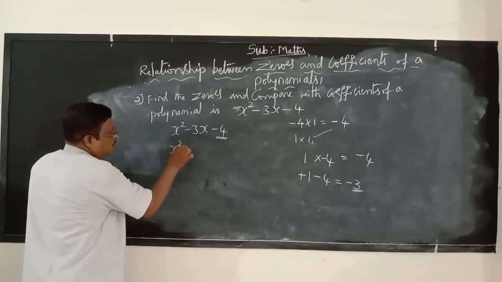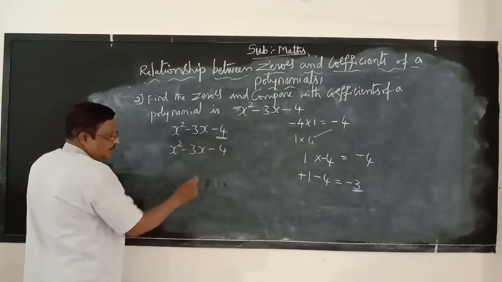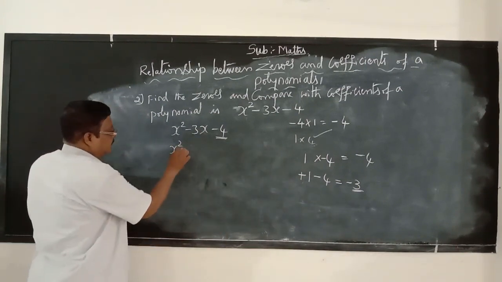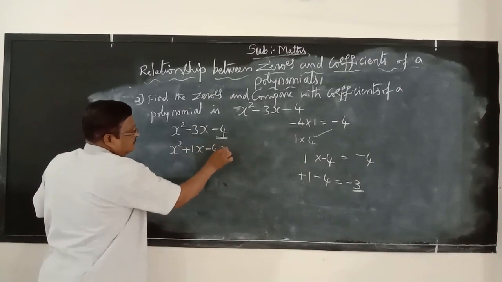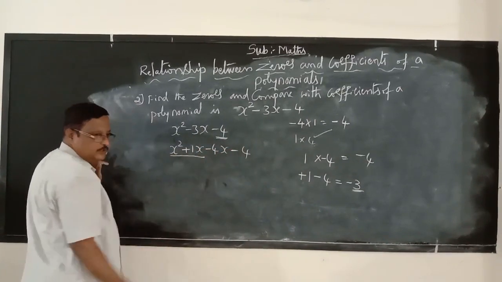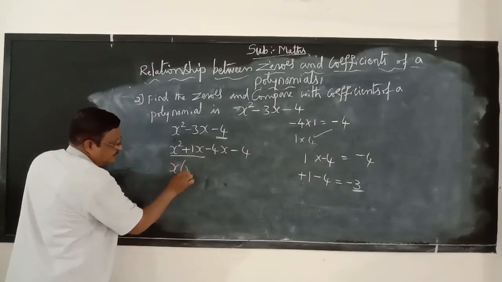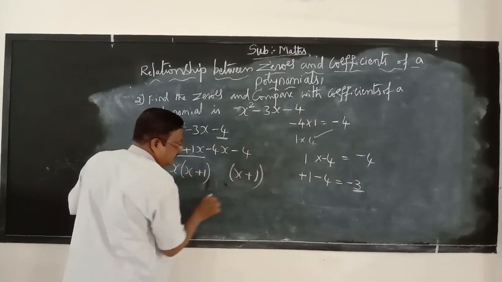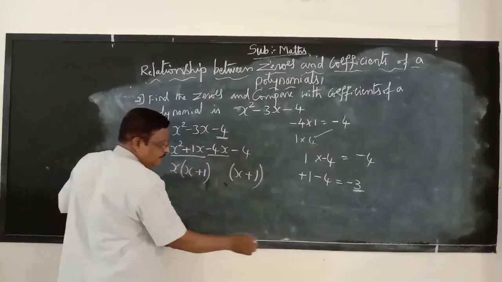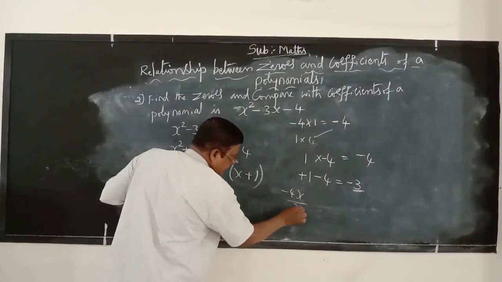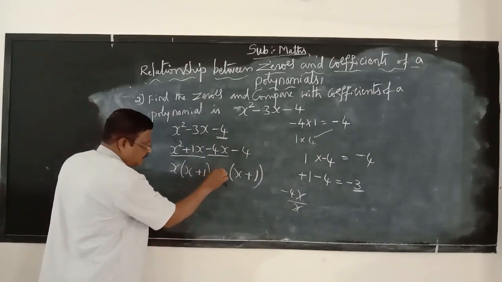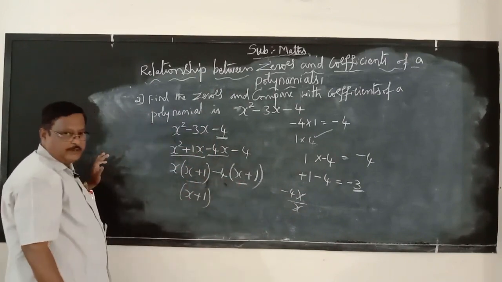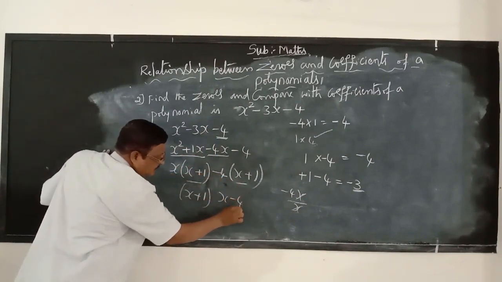Here x square minus 3x minus 4. Here x square plus 1x minus 4x minus 4. These two as one pair. You remove common x. Here x remains plus 1. Here also x plus 1 comes inside the bracket. Here what is the third term? Minus 4x. Inside the bracket x is there. X and x cancels. Minus 4 is the common. Here x plus 1. Here both the brackets are same. You write one time. Here x minus 4 is the another bracket.